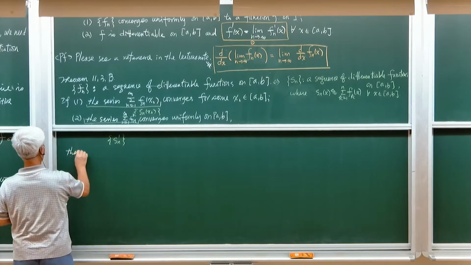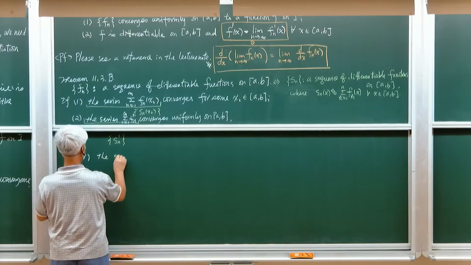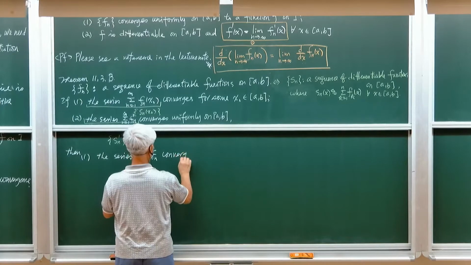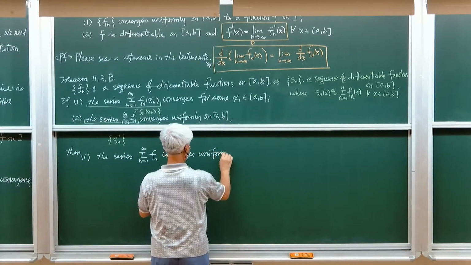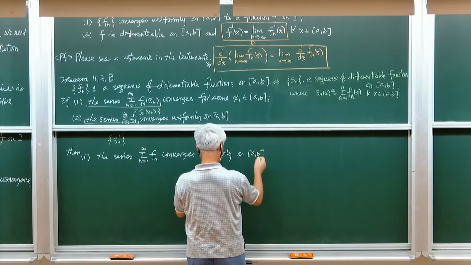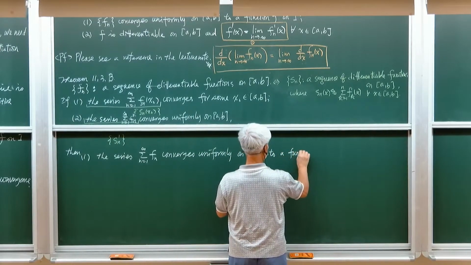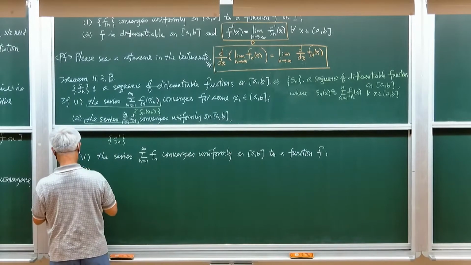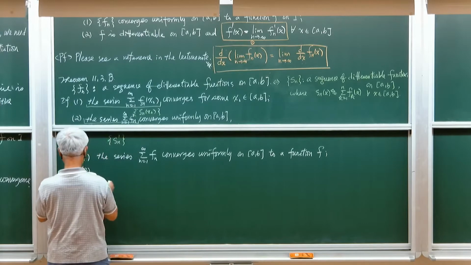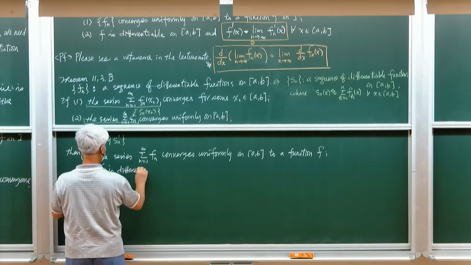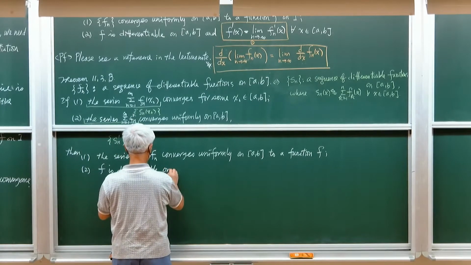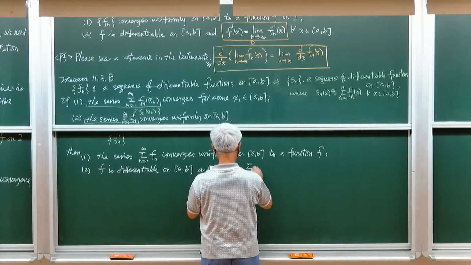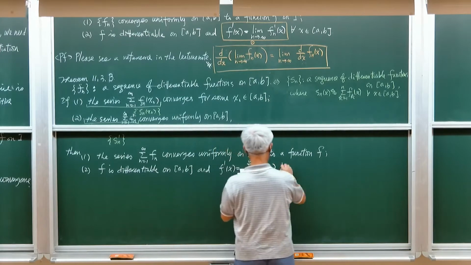All right, so then 1, the series summation f sub n converges uniformly on AB to a function f, okay, and the second, f is differentiable on AB, and f prime of x is equal to summation of fn prime of x for all x in AB.